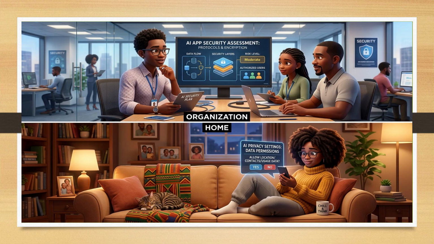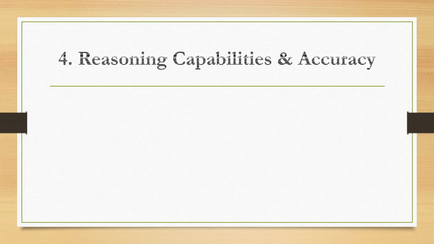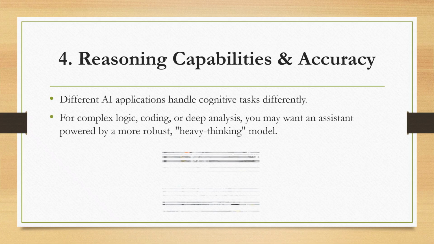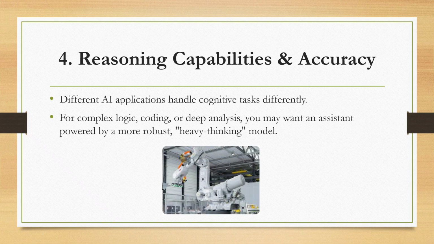And then number 4, you'd also want to consider things like reasoning capacities and accuracy. So each AI model processes information in a certain way. So, for instance, for complex logic, for deep analysis, you may want an AI assistant powered by a more robust, heavy thinking model. So it will depend on how far you'd want the AI application to go.